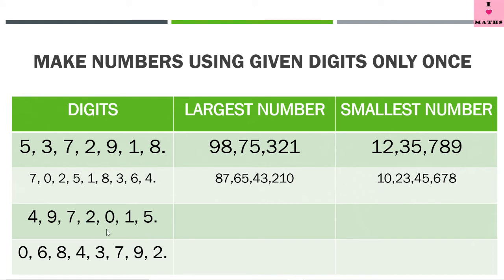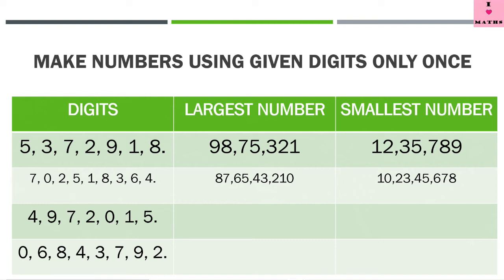Okay, now let us see this set of digits. Look children, there is a 0 here too. So when we make the smallest number from this set of digits, we have to be very careful. Okay, let us first make the largest number. So I must write down all the digits in descending order. So I will write 9, 7, 5, 4, 2, 1 and 0. Simple.